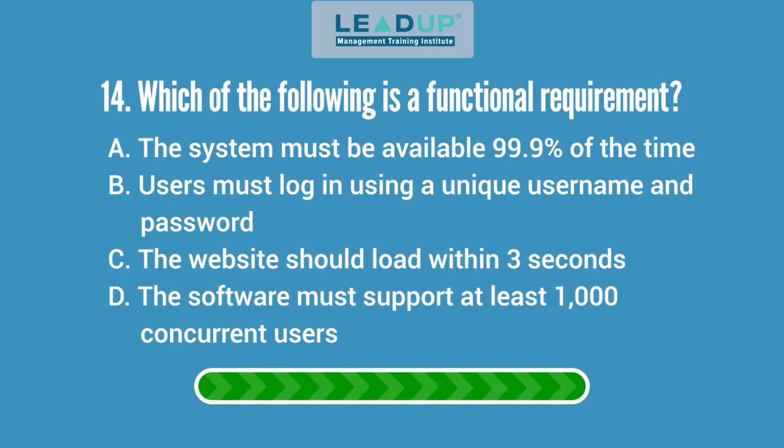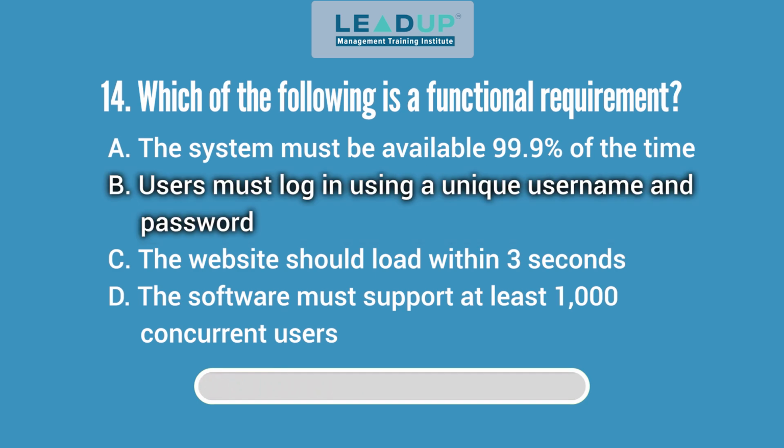Question 14. Which of the following is a functional requirement? A. The system must be available 99.9% of the time. B. Users must log in using a unique username and password. C. The website should load within 3 seconds. D. The software must support at least 1,000 concurrent users. The answer is users must log in using a unique username and password.